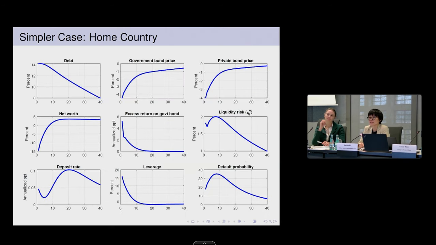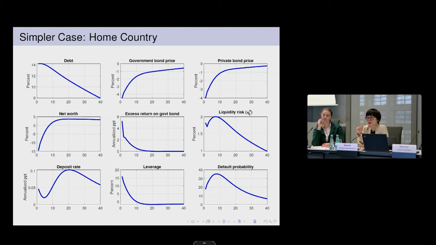So in the simpler case here, let's just think that government debt increases by a little above 14%. In this case, when debt increases, the government bond price declines. Now you have a higher supply, so the government bond price declines. And from the bank's perspective, that tightens the balance sheet constraint. Therefore, the private bond price has also declined. Basically, they would have to sell the private bond to absorb the high government debt. And in this case, you have the net worth lower from the lower asset prices and the leverage is higher.